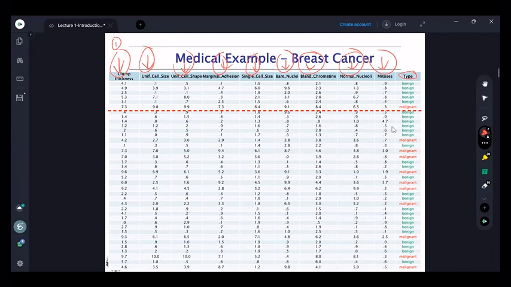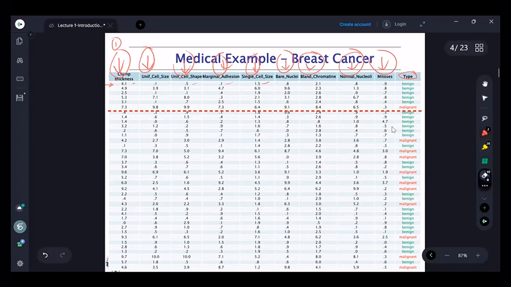In this case, for example, the first row has 4.1 in clump thickness, 0.1 in unit cell size, 0.5 in cell shape, 0.1 marginal adhesion, 1.5, 0.1, 0.5, 0.8 in bare nuclei and bland chromatin, 2.1, 0.8 normal nucleoli, and mitosis 0.9. So this is benign, right?